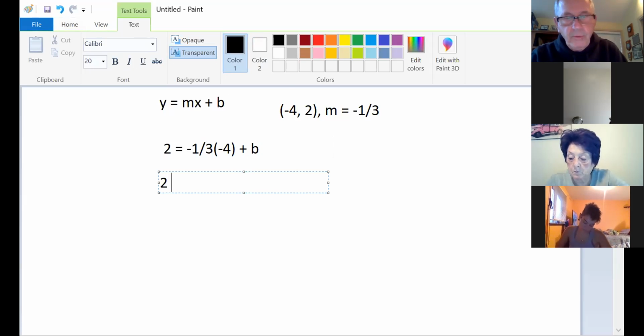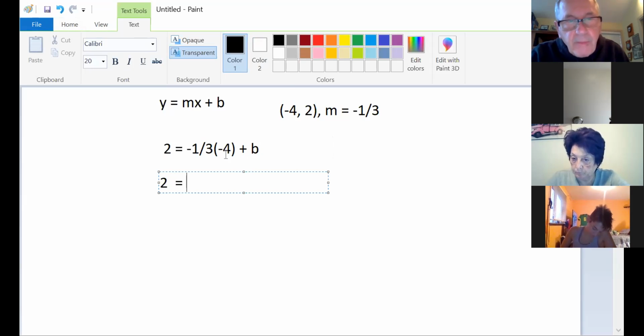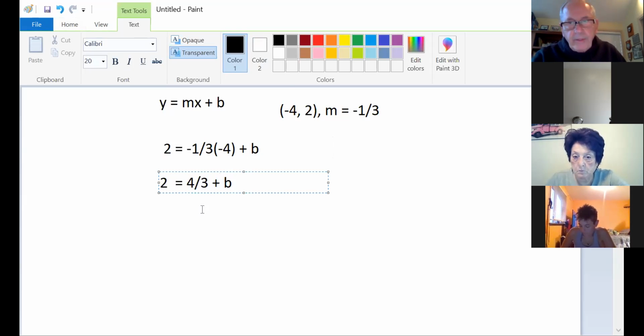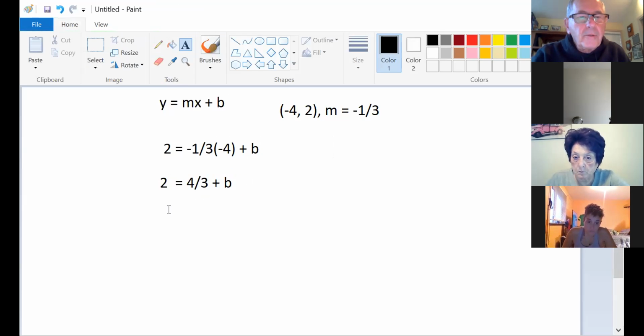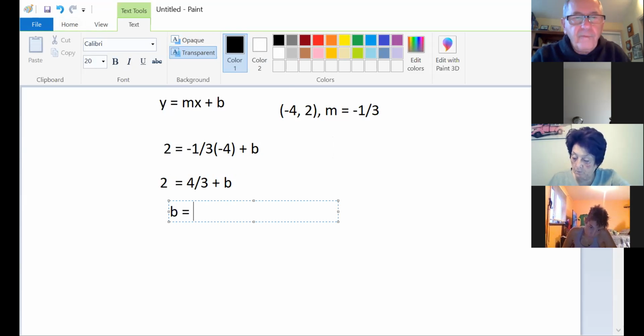So now we've got 2 is equal to a minus times a minus is a plus. So it's 1/3 over, so it's 4/3 plus b. Okay. So now we're going to subtract 4/3 from both sides. Everybody with me so far? Sorry, I got my numbers right. So we're going to subtract 4/3, or 1 1/3, from both sides. So 2 minus 1 1/3 is 2/3. So b is equal to 2/3.